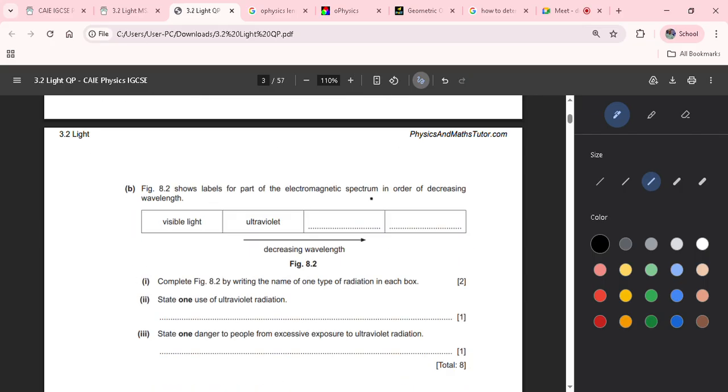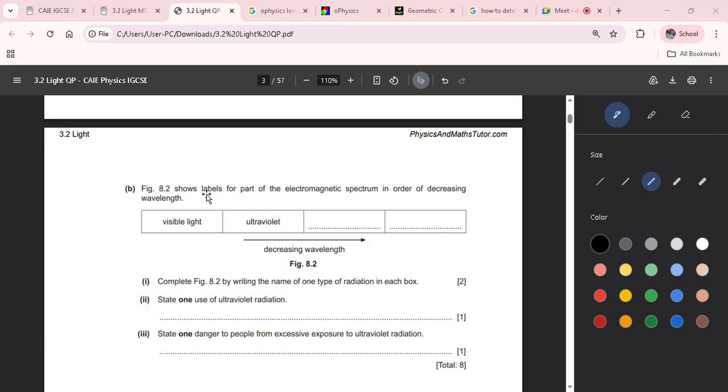Okay, so this is about the spectrum. Figure 8.2 shows labels for part of the electromagnetic spectrum in order of decreasing wavelength. Starting from visible light going to the right, ultraviolet, and then, can you mention what is here and here? The names. The order is this.